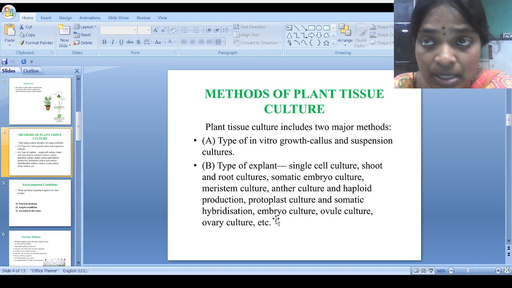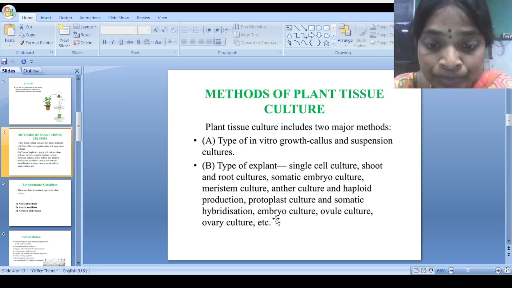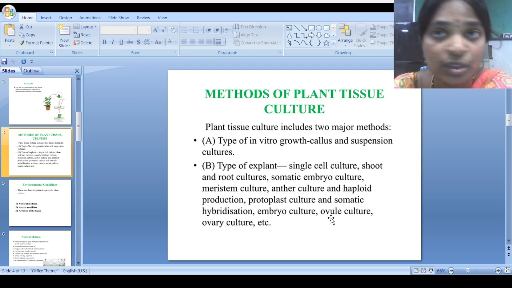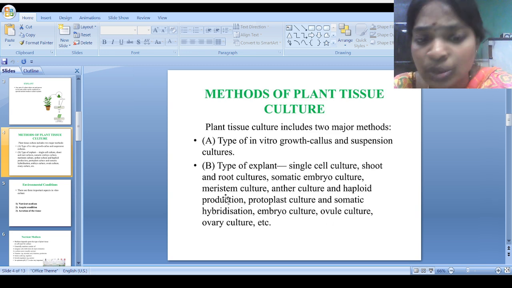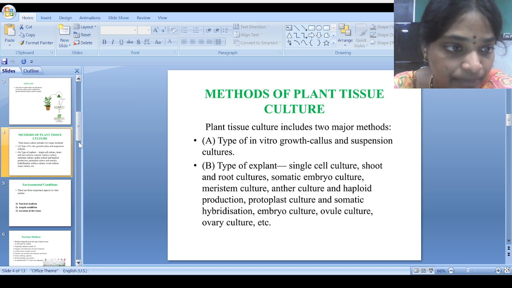Next, embryo culture. We can dissect the embryo and culture that. Ovule culture, ovary cultures like androecium, gynoecium, what we have studied. All these act as explants.